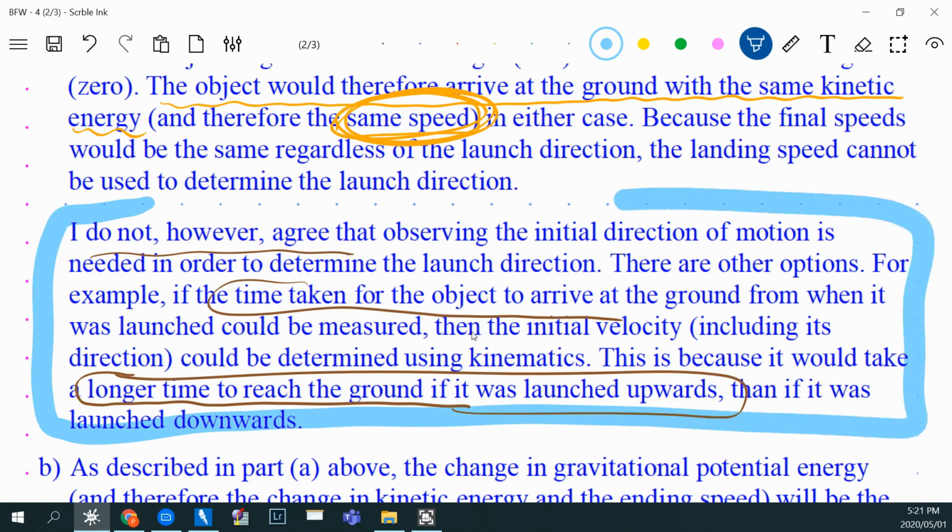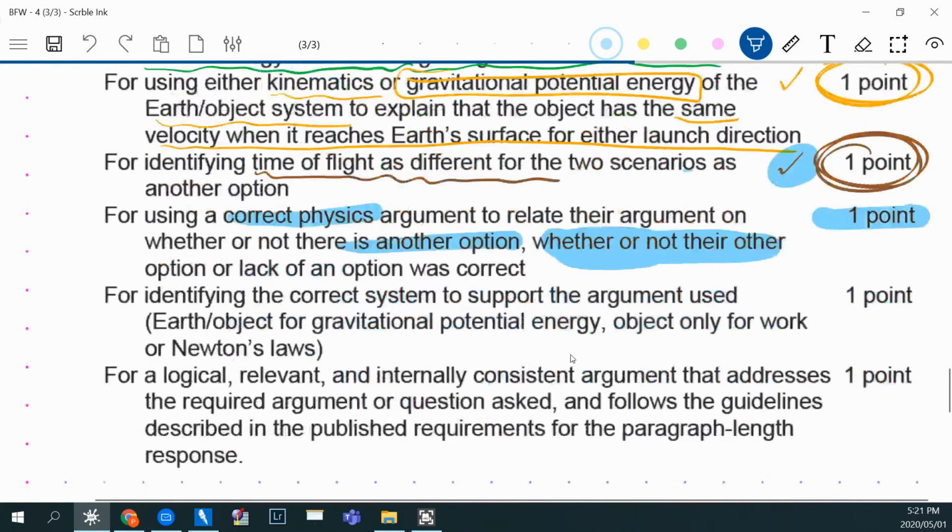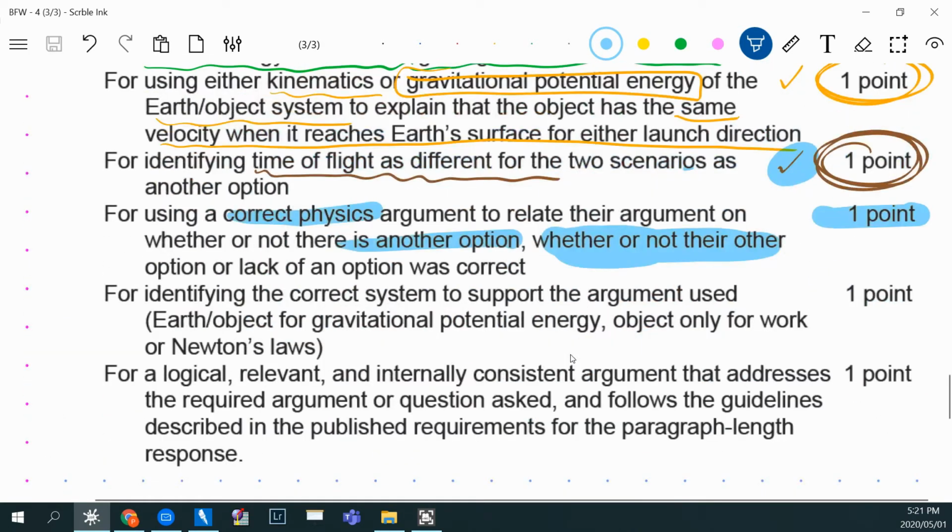So I'm not going to even try to pinpoint it, but I absolutely used correct physics to defend my position of, no, I don't agree, there absolutely is another way, and let me explain the physics of that. So I think in this paragraph, kind of throughout, I would award myself that point. So I guess I'll use the highlighter to give a big check there.